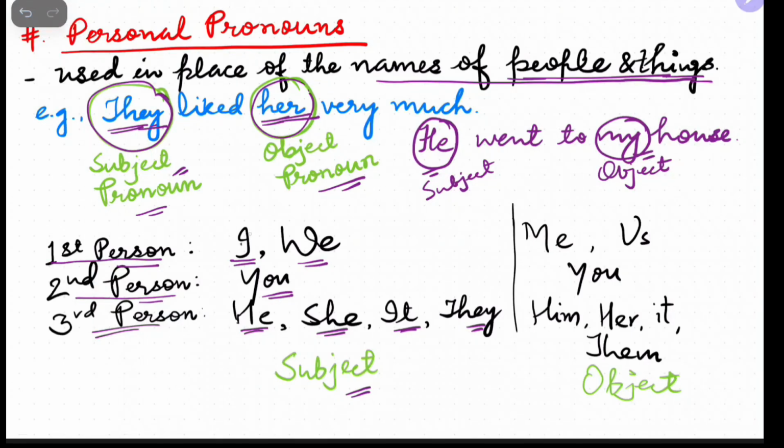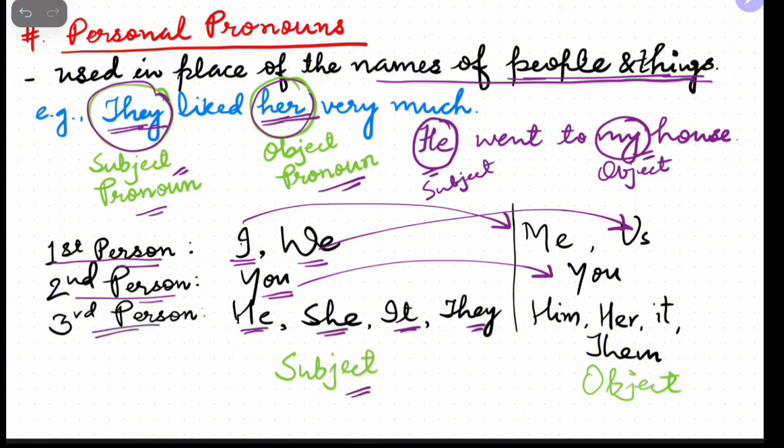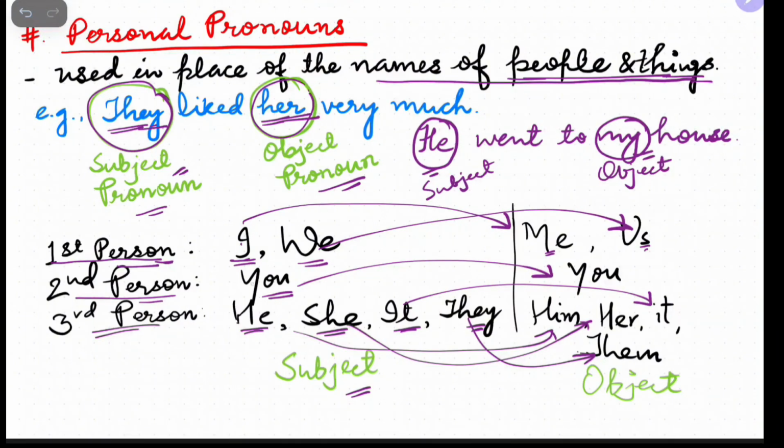And object of I is me, object of we is us, and the object of you and subject of you both are same. For he, the object is him. For she, object is her. For it, it's it itself, and for they, it is them. Right? So based on the use case in the sentence, both are personal pronouns, but when you are using the first person as an object, it will be me or us, and if subject, it will be I and we. Similarly, it will go for other persons, right? I hope the personal pronouns are clear. We will move to the next type of pronoun.